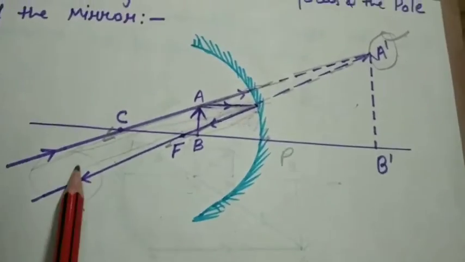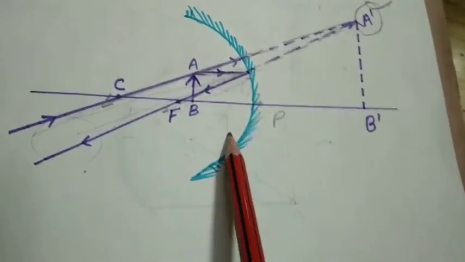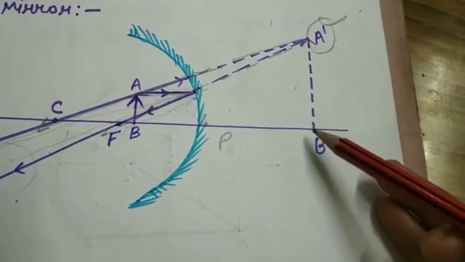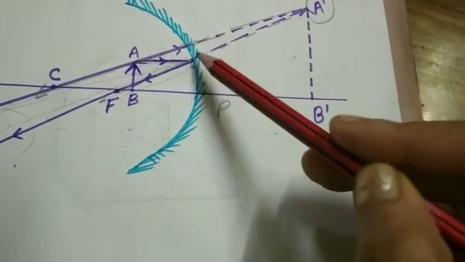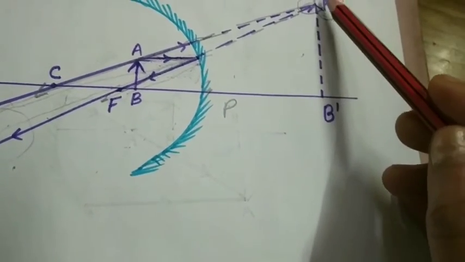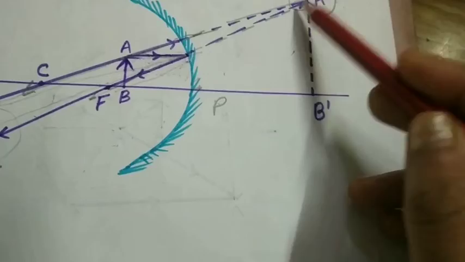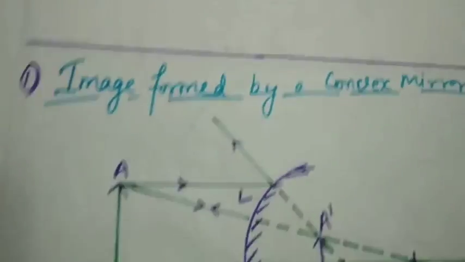Okay, if any object is between the focus and the pole of the mirror, we will get its image erect, enlarged and far behind the mirror. ये mirror है, इसके far behind you will get the image here, and this image will be virtual, which cannot be obtained on a screen.